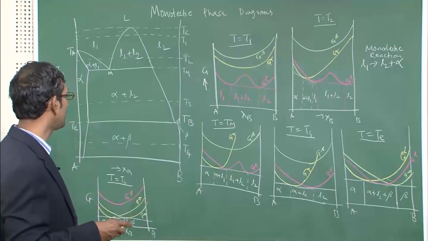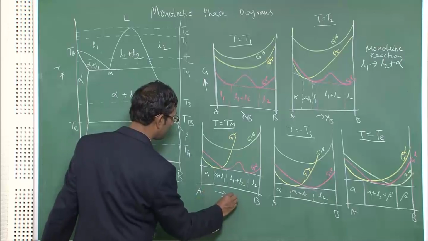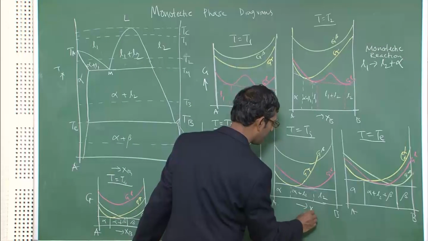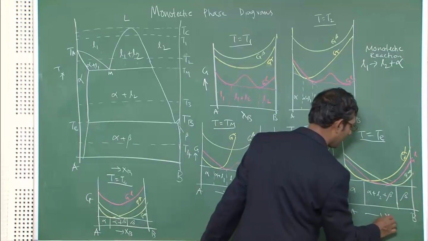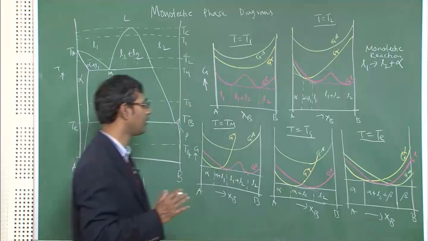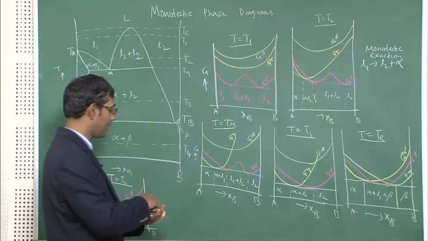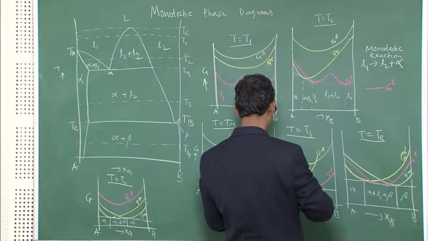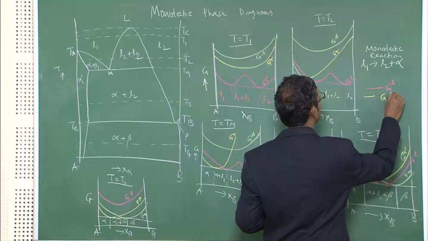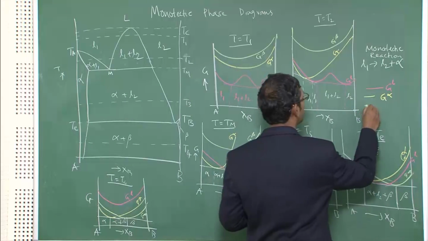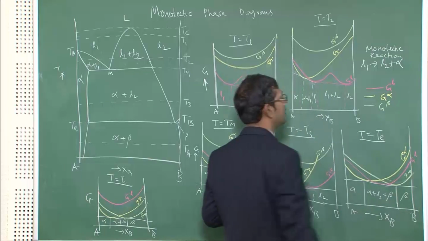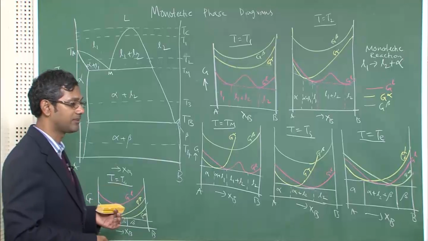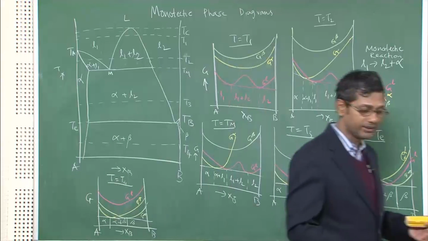So if you look at a snapshot of these pictures together, then you will understand. Remember, I will again write, this color is for liquid and this color is for alpha, and this color is for beta. This is the color code. So if you know that, then you can easily understand this. That is all for the monotectic reactions.